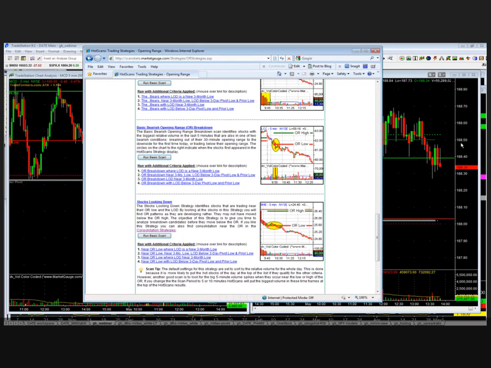Right? So it's a simple concept of looking for stocks that are already kind of ahead of where the market might go next. And that's the relative strength portion of it.